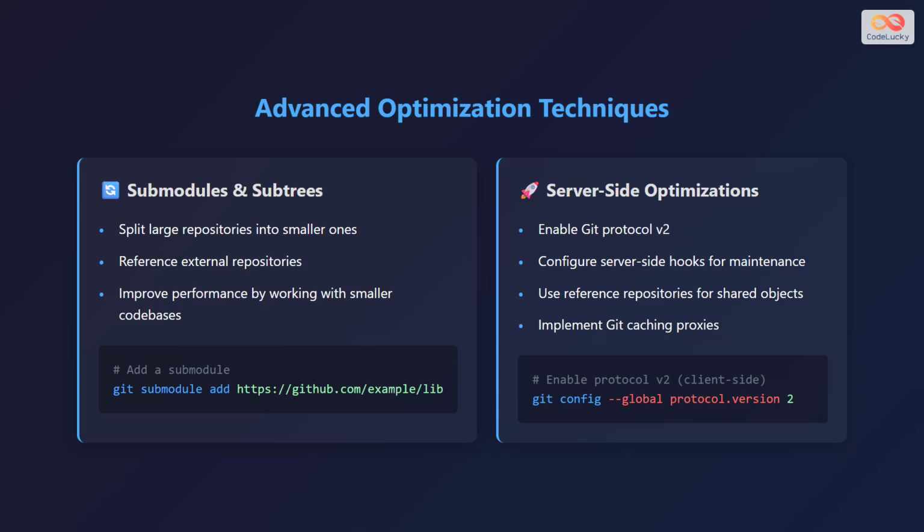Server-side optimizations can also greatly enhance performance. Enable Git Protocol version 2 to improve data transfer efficiency. Configure server-side hooks for maintenance tasks. Use reference repositories for shared objects, and implement Git caching proxies to speed up access. To enable Protocol version 2 on the client side, use the command git config --global protocol.version 2.